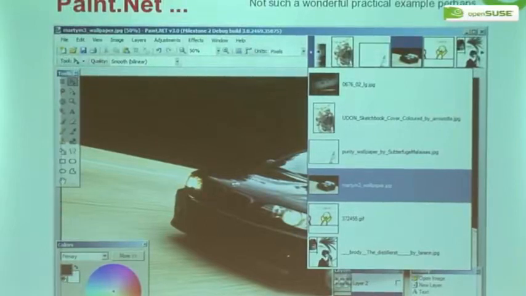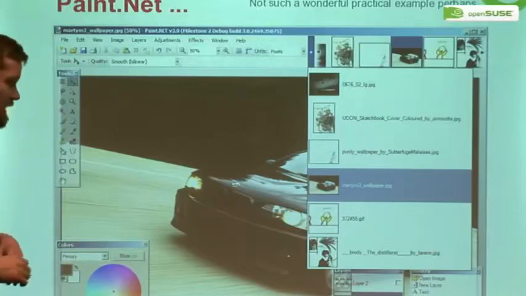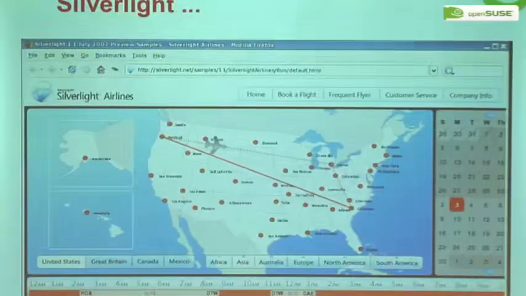And so hopefully as we fix the missing Flash and the missing media codecs, we'll also be fixing that, which is also an accessibility problem, which is nice. Here's another Paint.net application. I don't know that that's particularly useful to a strongly impaired person, but anyway.